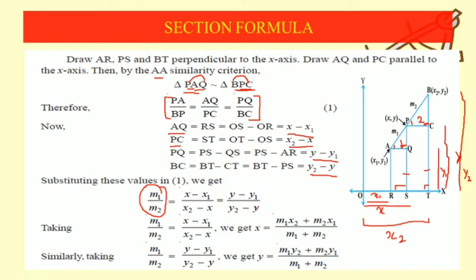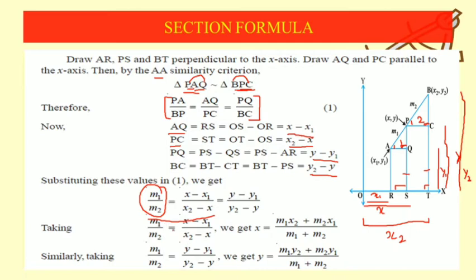Now the three ratios are equal to each other. So to find the value for x, let me take the first two parts of the ratio, means this one. So m1 upon m2 equals x minus x1 upon x2 minus x. This we have taken. Then we will do the cross multiplication.